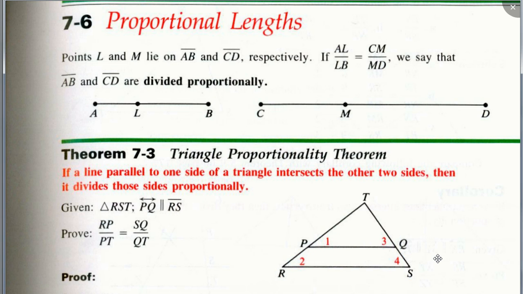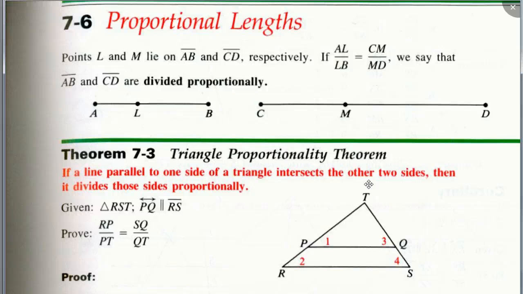If that happens, what are they saying? What's the end result? The sides are divided proportionally. Which sides? TR and TS. So PR over PT is equal to what? If I say PR first, PR over PT is equal to QS over QT. Does that make sense?